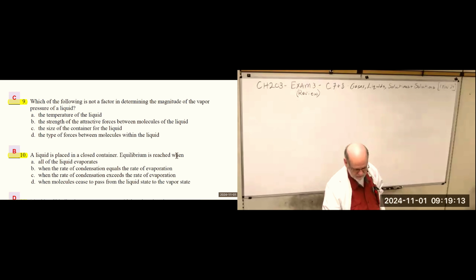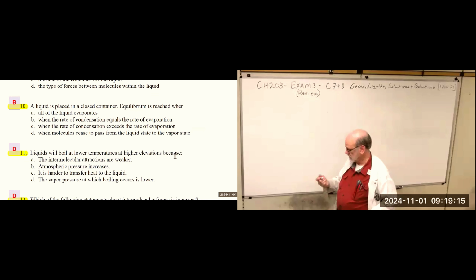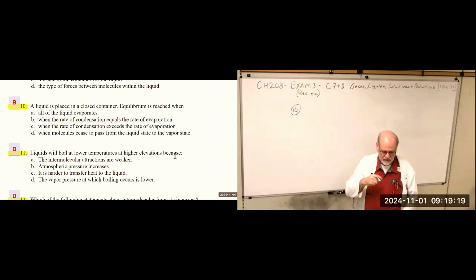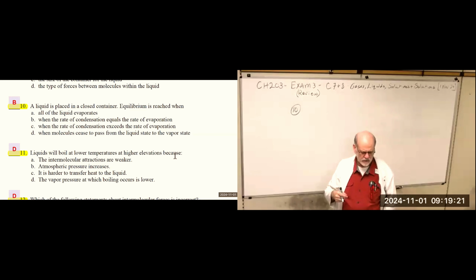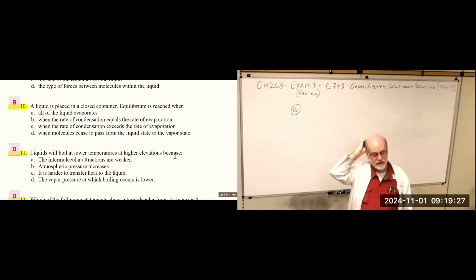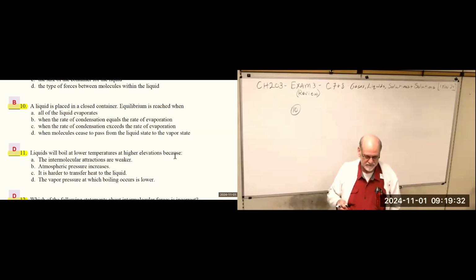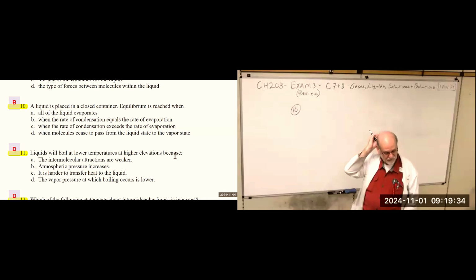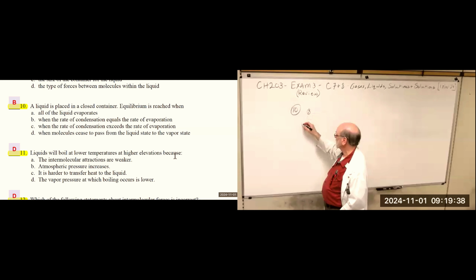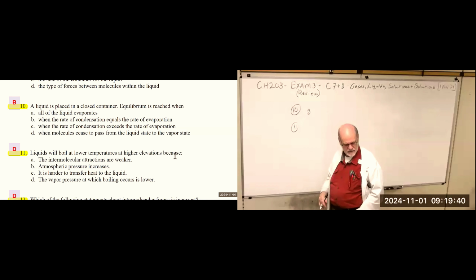All right, number 10. A liquid is placed in a closed container, equilibrium is reached when? Okay, I already told you that one. When the rate of condensation equals the rate of evaporation. Right? It's all about the rates. So that's B. How about 11?